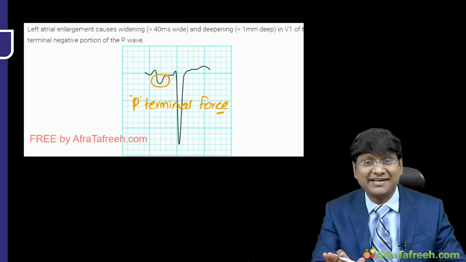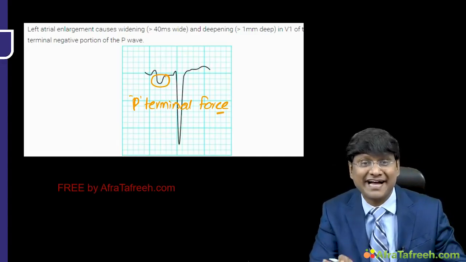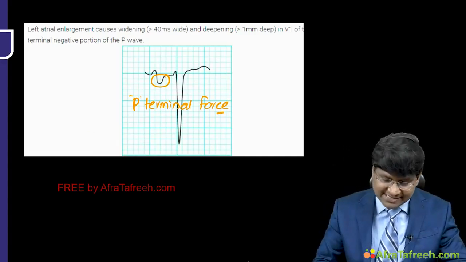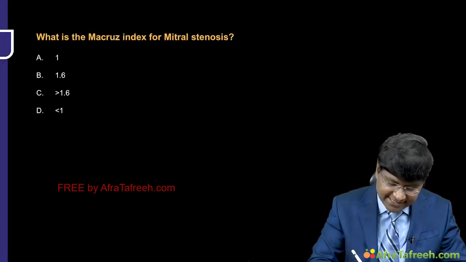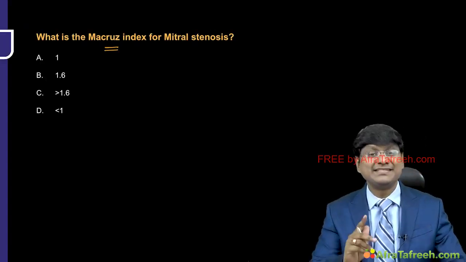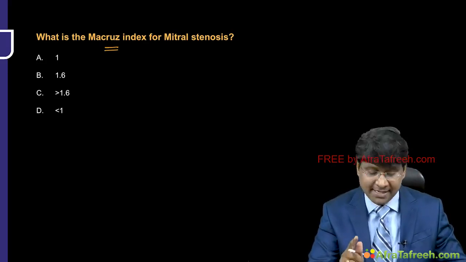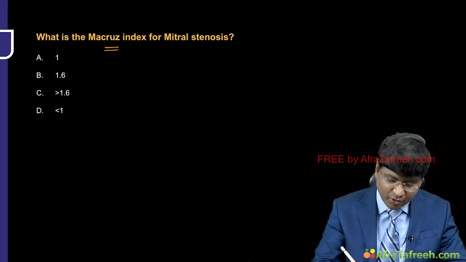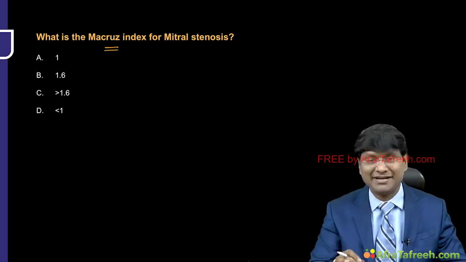Now this is about the criteria to call it left atrial hypertrophy. Now, let me discuss what are called the Morris index as well as the Macruz index. What are these two indices? The question is, what is the Macruz index for mitral stenosis?